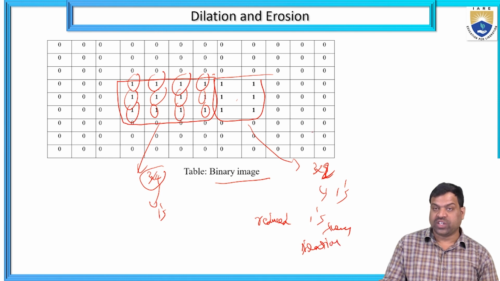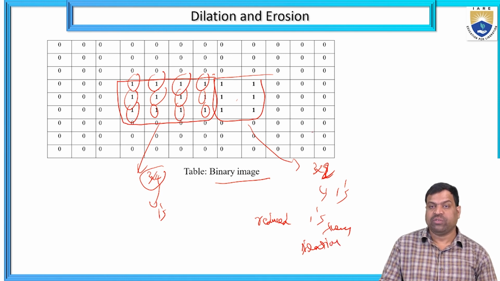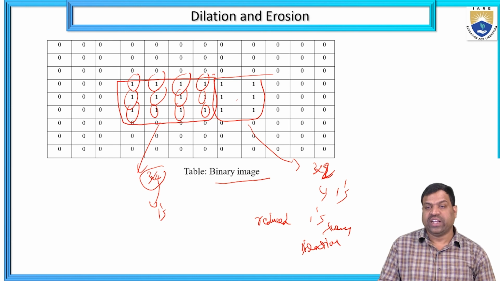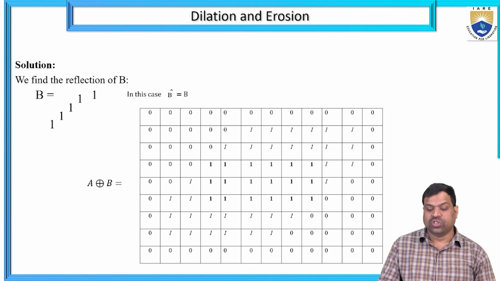So reduced ones here. Previously we reduced to zeros. Here we reduced to ones. That is a dilation. It is a binary image of example. And what is the solution for this one?